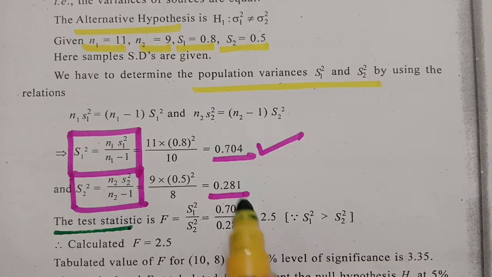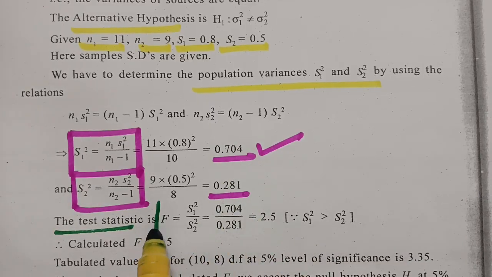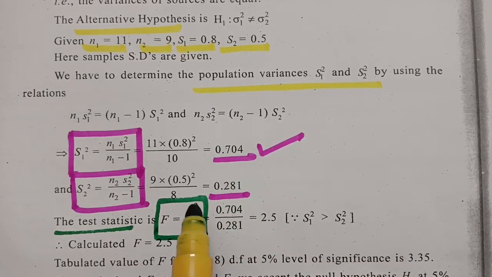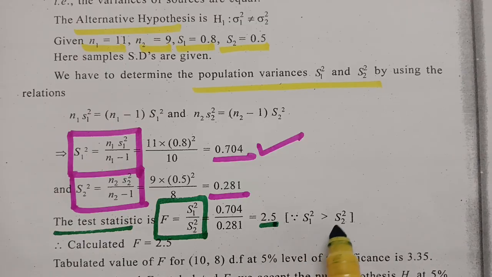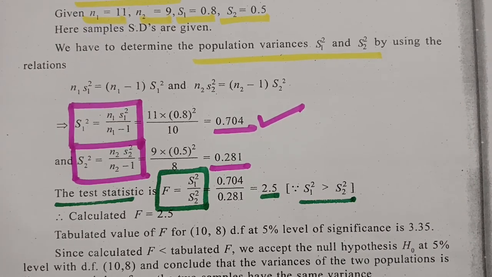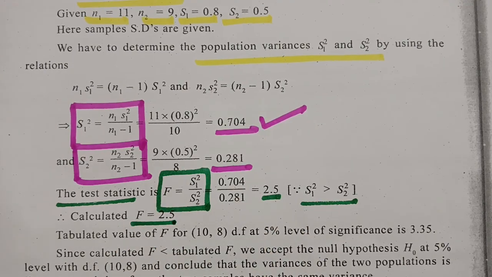For the test statistic, which one is bigger? That will be in the numerator. That is F is equal to S1 square by S2 square. That is 0.704 by 0.281. The value here is 2.5, as S1 square is greater than S2 square. So here the calculated value is 2.5. F is equal to 2.5.